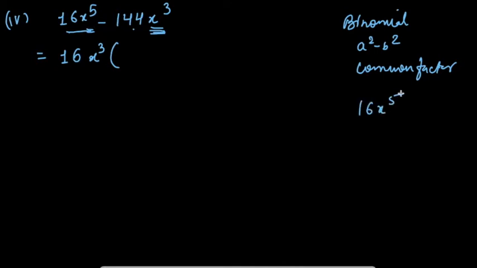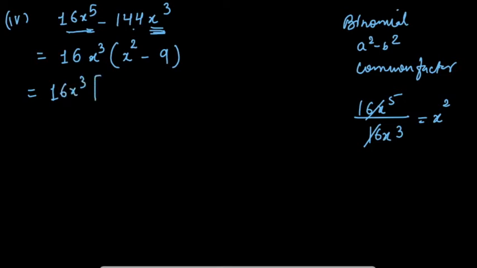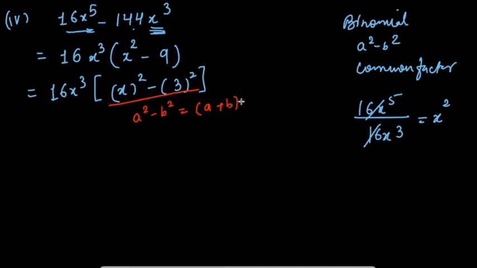Now, what is left? When it is 16x raised to the power 5 and you have taken this much common, this is cancelled, you are left with x raised to the power 2 here, right? Minus 16 nines are like this. X cube you have already taken common. Now again, as the previous question, we will keep copying 16x cube as it is. In the bracket, I can write it as x square minus 3 square. Now again, if you see, this much part is in the form of third identity, right? It is again a square minus b square, which is again a plus b into a minus b. What is my a here? If you see, a is x. What is my b here? It is 3.